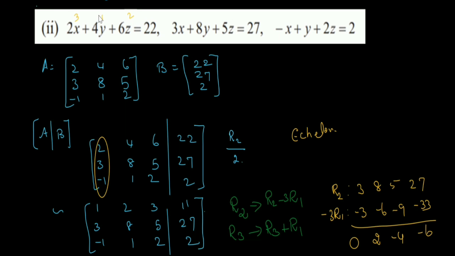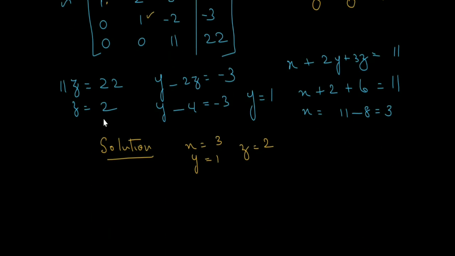x is 3, y is 1, z is 2. 2 into 3 is 6, plus 4, 10, plus 12, 22. 3 into 3, that is 9, plus 8 into 1, 8, plus 5 into 2, 10. So we get 27. Similarly here we can check. So this is how we solve the linear equations using the Gaussian elimination method. Thank you.